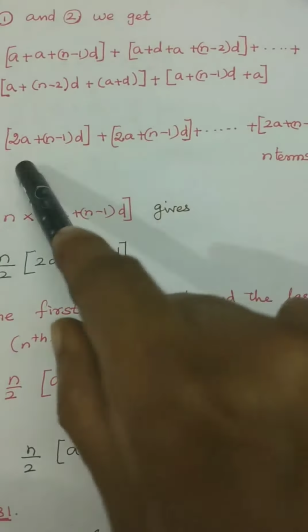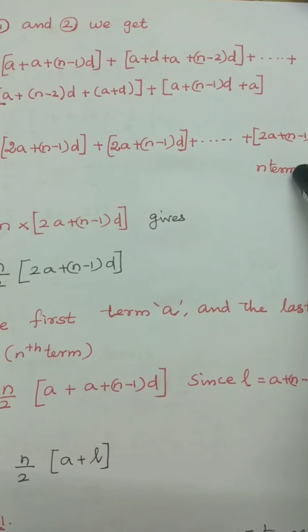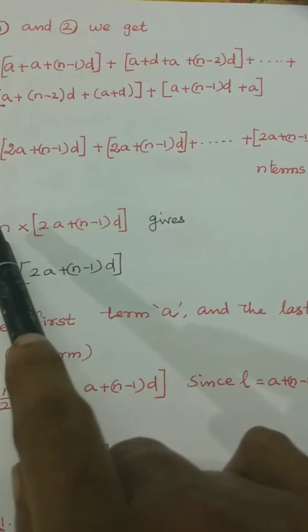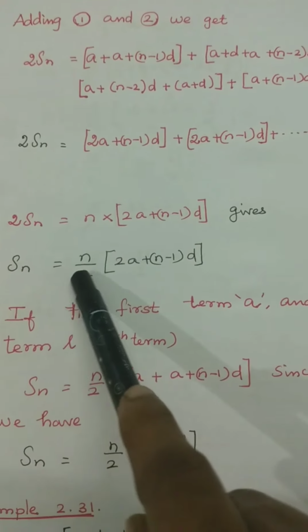So, n times like that it is coming as 2A plus n minus 1 into D. So, we are multiplying by n. 2Sn is equal to n into 2A plus n minus 1 into D. Okay, now you bring this to this side.